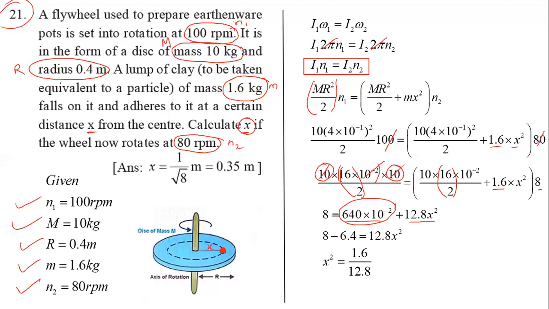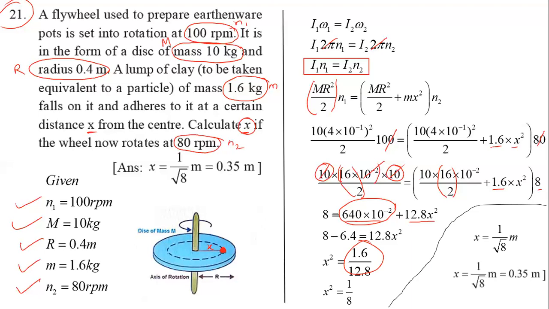So x² is equal to 1.6 divided by 12.8. So x² is equal to 1 by 8. This division is coming 1 by 8. So we can write x is equal to 1 upon root 8. So we get the answer: x is equal to 1 by root 8 meter. 1 by root 8 is equivalent to 0.35 meter.